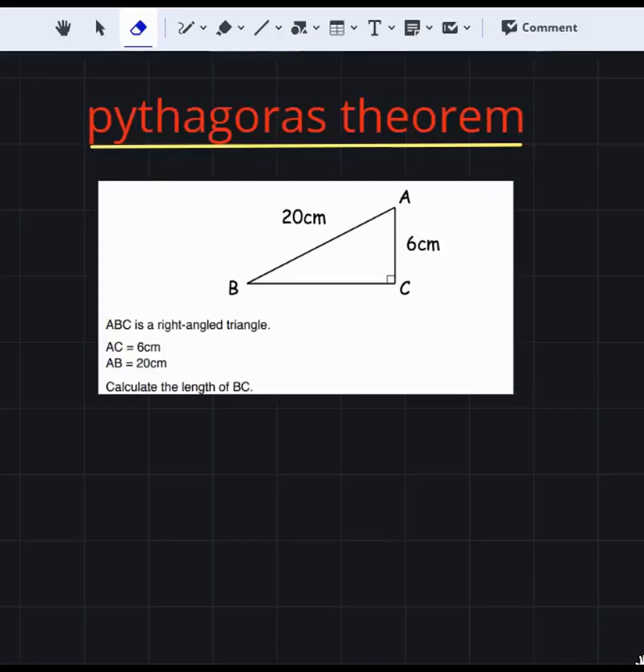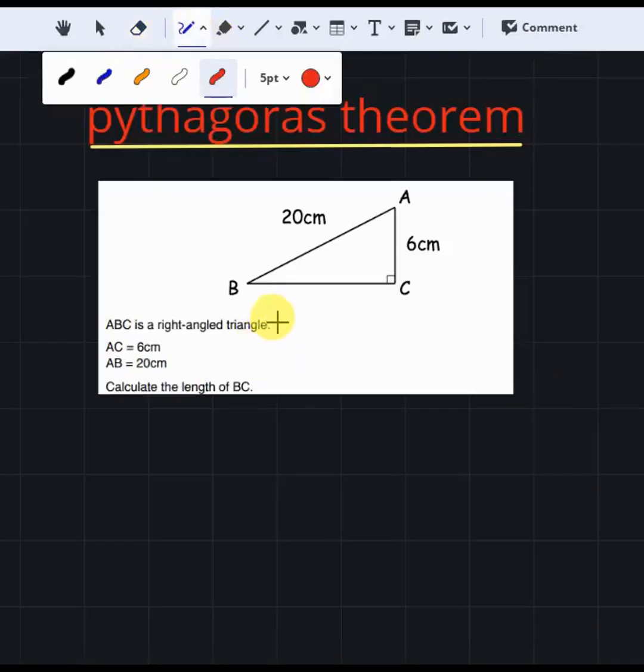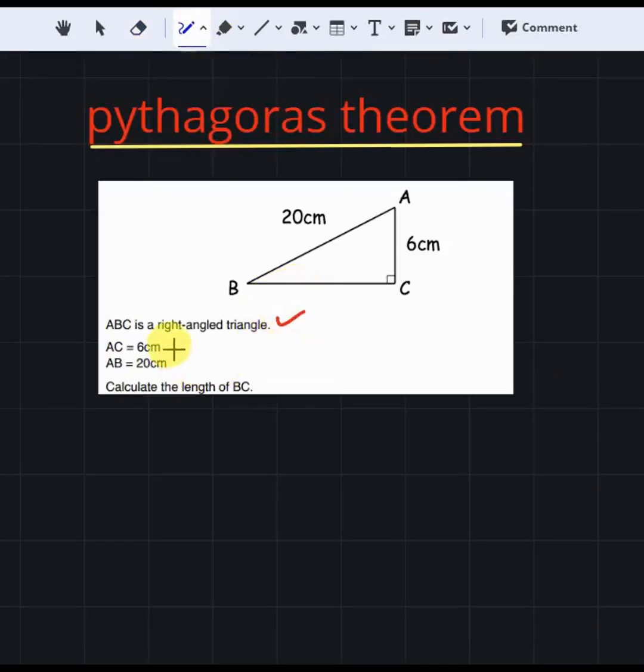Now I will explain this example to find the shorter side in the right angle triangle. It says ABC is a right angle triangle. The length of AC is 6 cm, which is here. The length of AB is 20 cm, which is here. Calculate the length of BC, which is x centimeters here.